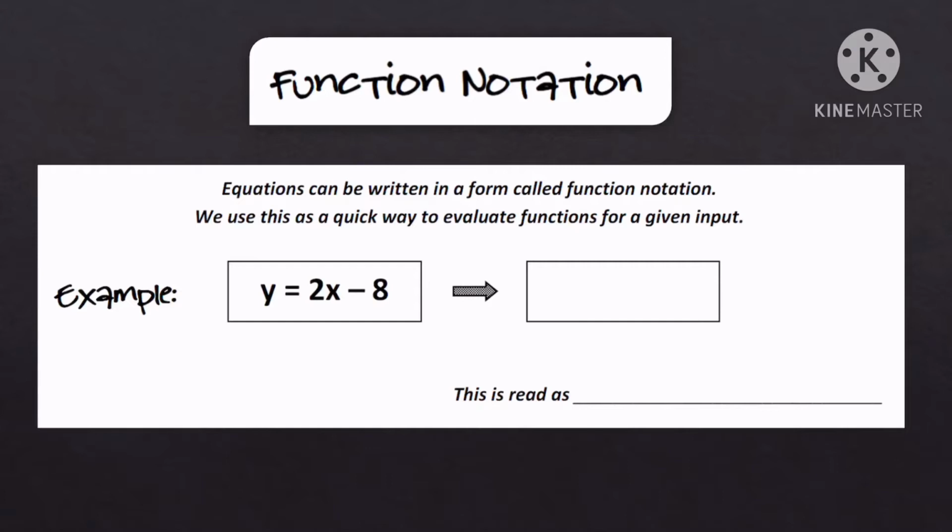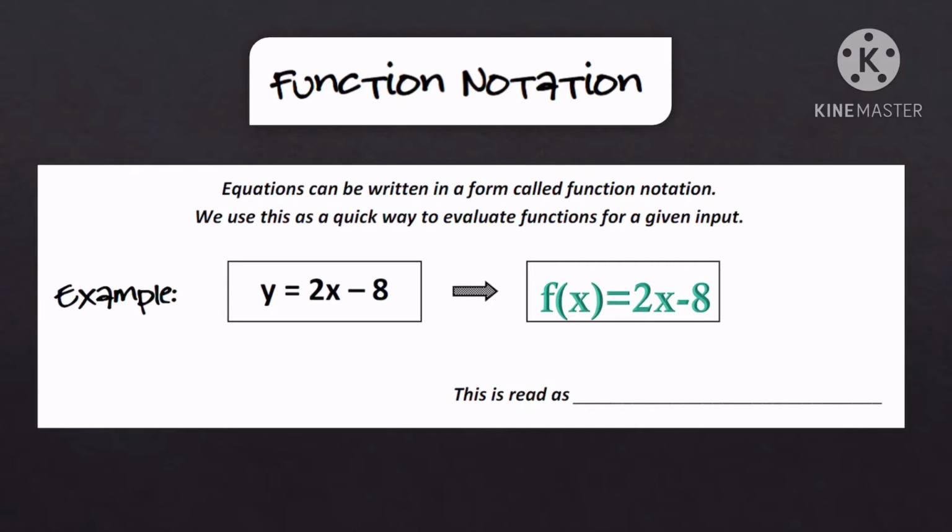If you look at this equation, we have y equals 2x minus 8. This is a function. It tells us the relationship between x and y, in that I can take x, times it by 2, subtract 8, and I get y. That's the relationship it has. But there's another way I can write this. I can write it as f of x equals 2x minus 8.